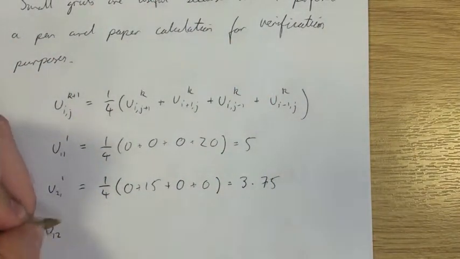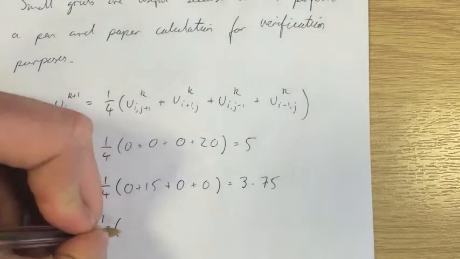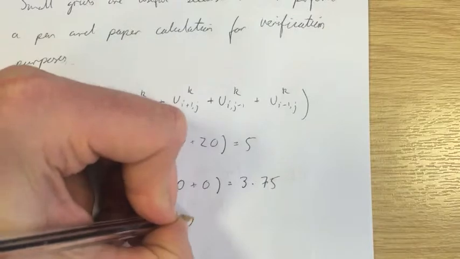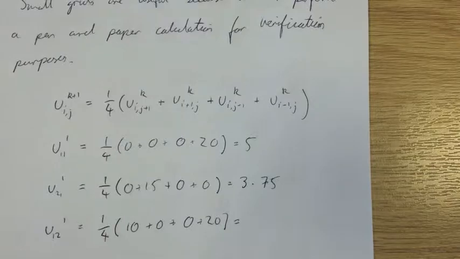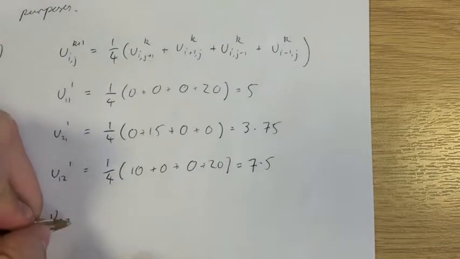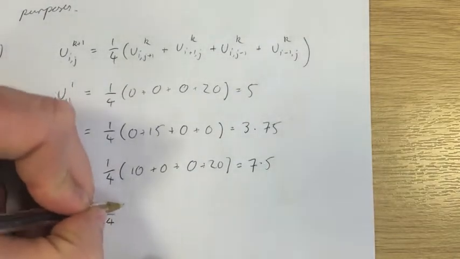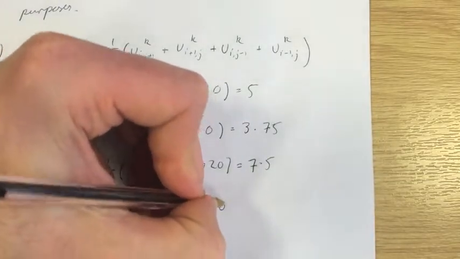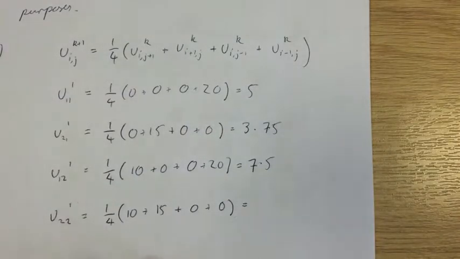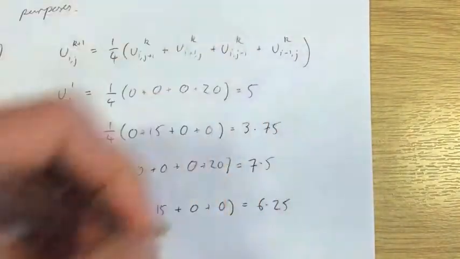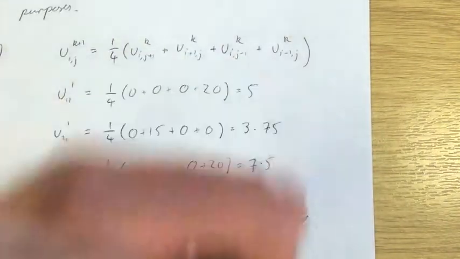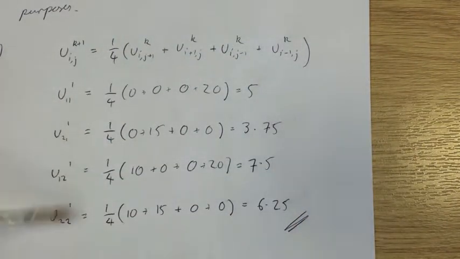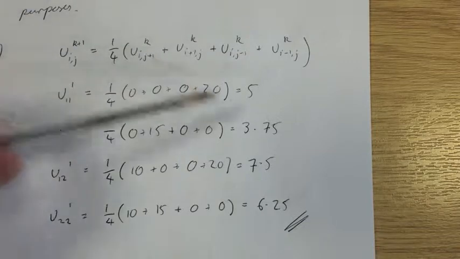Do the same for u12. We get 10 plus 0 plus 0 plus 20. So that's a quarter of 30, which is 7.5. And finally for u22, it's a quarter of 10 plus 15 plus 0 plus 0, which is a quarter of 25, which is 6.25. So that's one application of the Jacobi method. Of course, in practice, we do the same thing again and repeat the calculations until these converge.